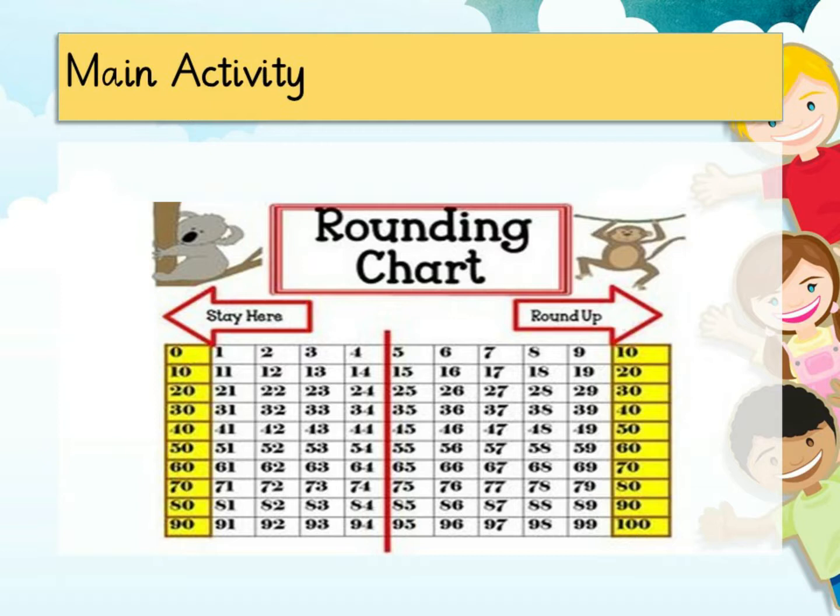The numbers at the right side of the grid will be rounded up, while the numbers on the left side of the grid will be rounded down. As you know that the numbers from halfway onwards are always rounded up, and the numbers coming before halfway are always rounded down.